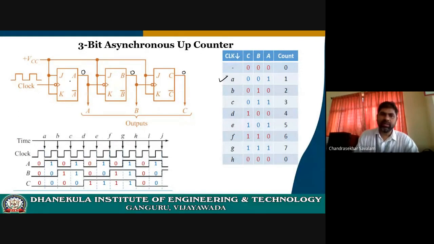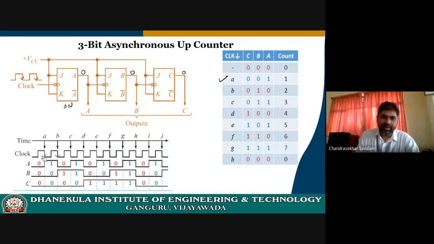Okay, students? This is by default on every time because clock is directly applied at this instant. Clock is directly applied. So A flip-flop is always on. Always on means every clock it is on. So first clock, that means first negative edge trigger of the clock. This is first clock, this is second clock, this is third clock.